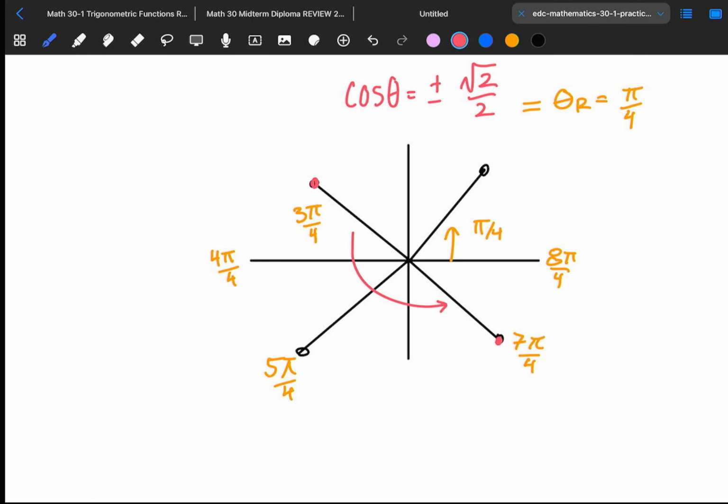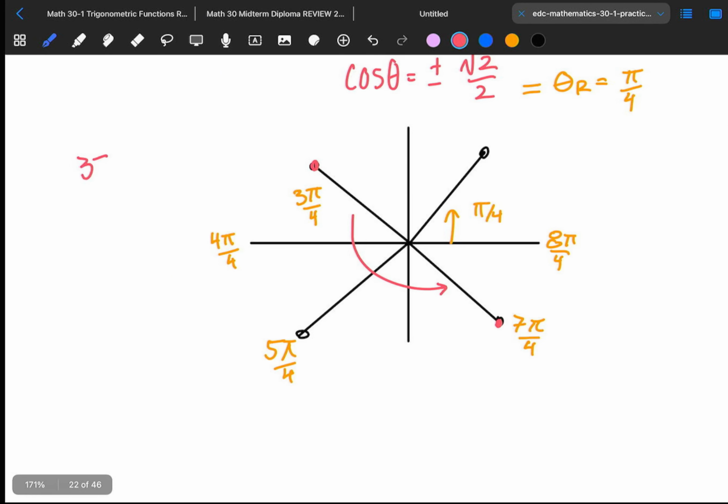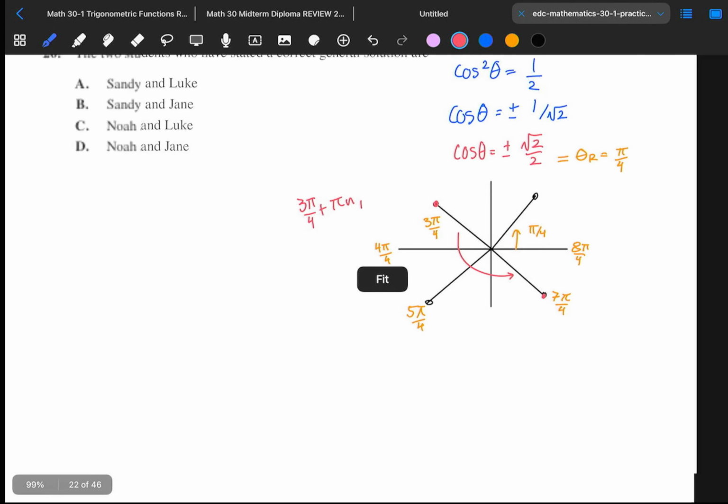They are exactly across from each other, so they're diagonally across from each other. Basically this distance from here to here is half the circle, if you think about it. This would be the other half of the circle. So the way you go from 3 pi over 4 to 7 pi over 4 is just you add pi. So I would say 3 pi over 4 plus pi n is one of our possible solutions.